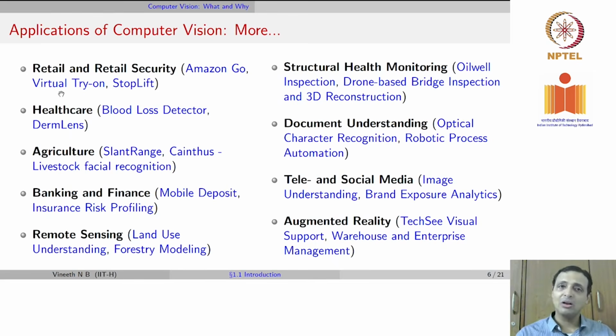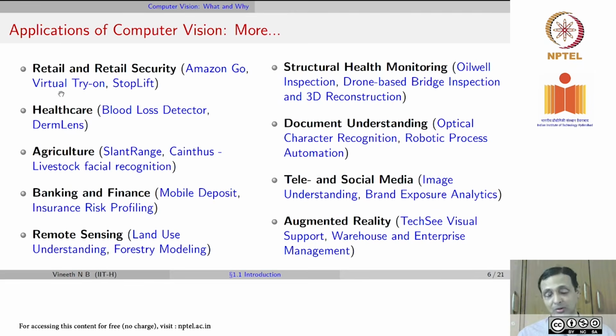Similarly, there's virtual try-on, where you try on a piece of cloth before buying it online and try to see how it looks on you. Shoplift prevention to stop shoplifting. Healthcare, where you can use it for blood loss detection, for dermatology; in agriculture for trying to find out various aspects of agriculture, for livestock face recognition; in banking and finance to be able to deposit your checks automatically through a feeder, so there's no human involved in trying to find out to whom that check should be credited and what is the amount. All of that is automated through a vision system.